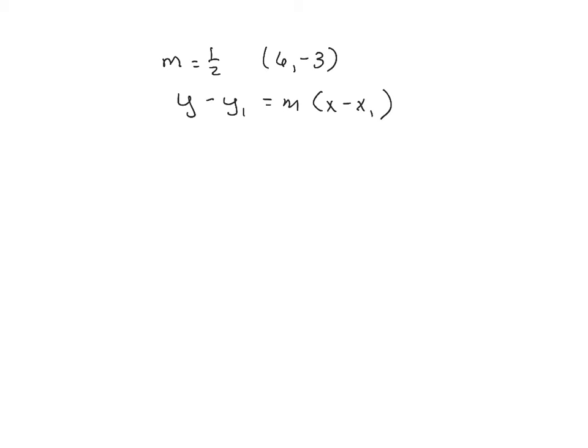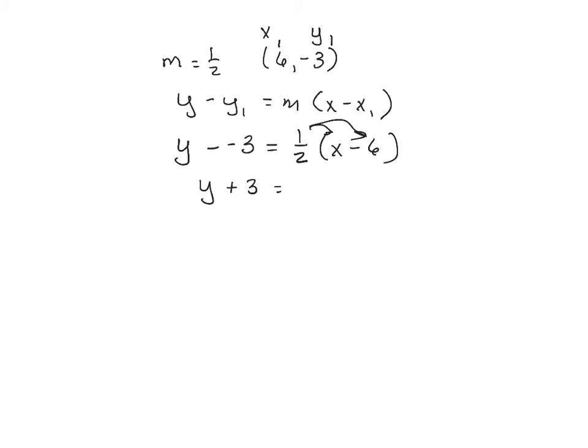Okay, so remember this 6 is our x sub 1, and that negative 3 is our y sub 1. So we have y minus a negative 3 equals our slope, which was 1/2, times x minus 6. Alright, so y minus a negative 3 is going to be y plus 3. Let's distribute that 1/2, so equals 1/2 x. 1/2 of 6 is going to be 3, so I have minus 3.